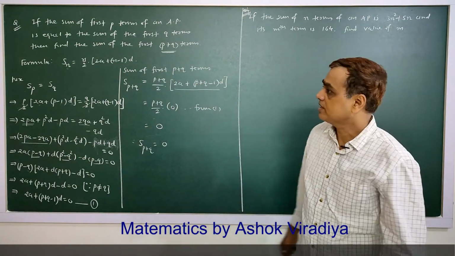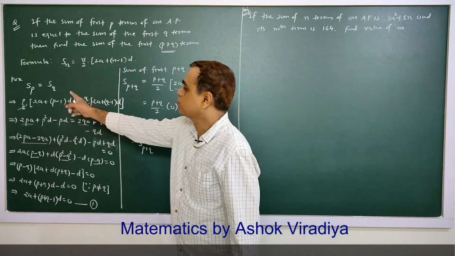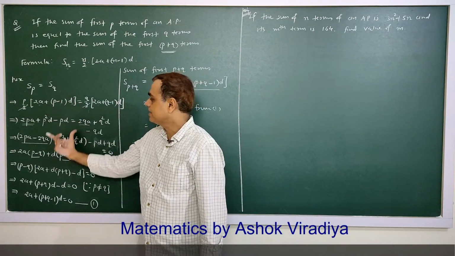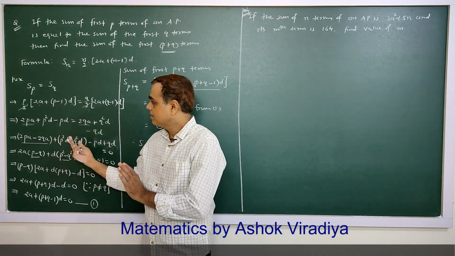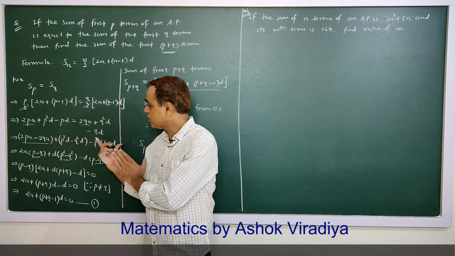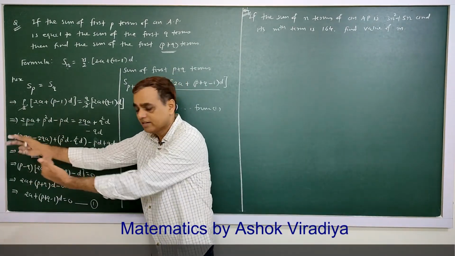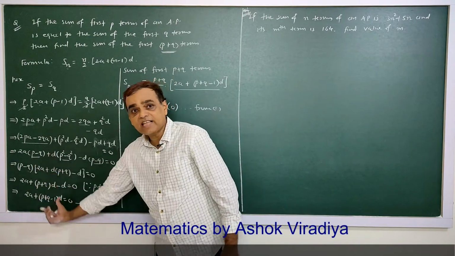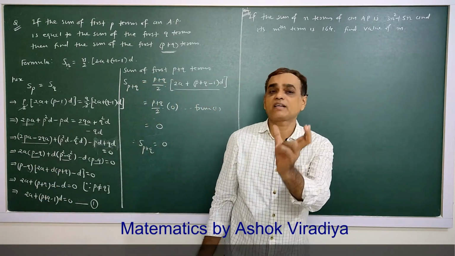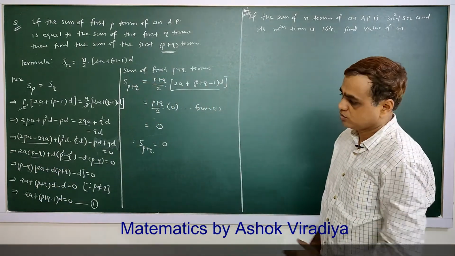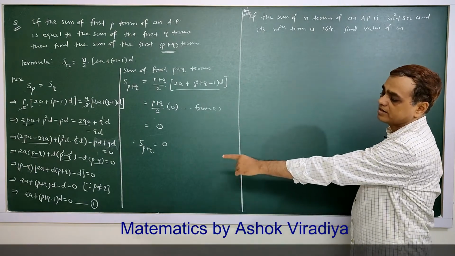So in this question, the sum of first p terms equals the sum of first q terms. Then in the remaining work we are shifting all the terms which are on the right hand side to the left hand side and factorizing them. P minus q is a factor, so we get the result.